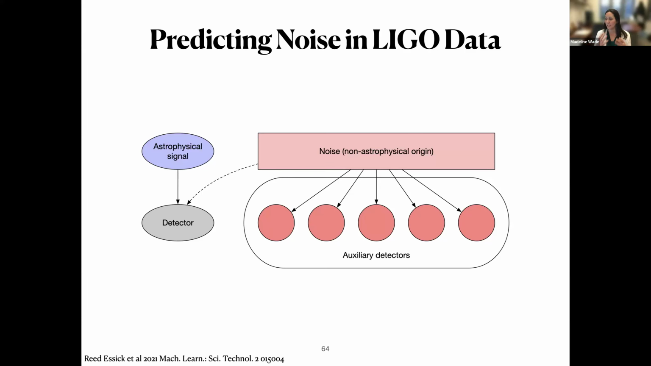And so the idea is to teach a machine learning algorithm to identify noise events by looking at the auxiliary detector data and use that to predict whether or not there is a loud noise event, or what we call a glitch, in the main detector at a given point in time.